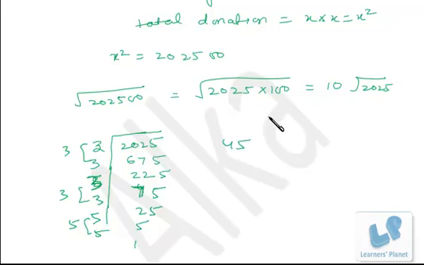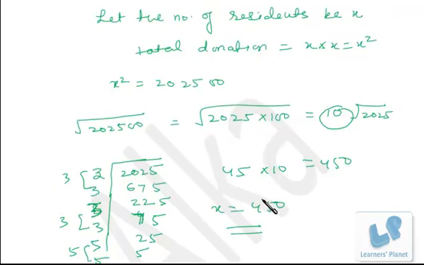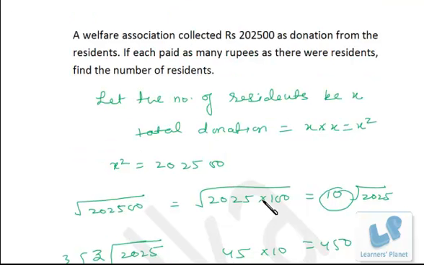But we want the square root of 202500, so that will be 45 into 10. Okay, so it's 450. So x square is what? 202500. That means x is what? 450. That means the total number of residents will be 450 and each has contributed 450 rupees. Okay, I hope you are clear.